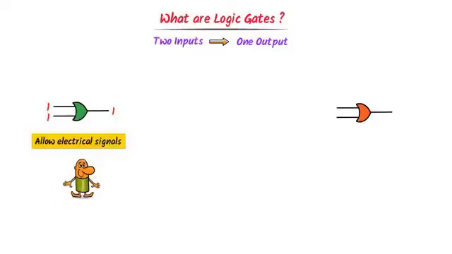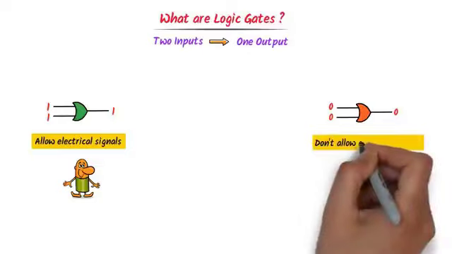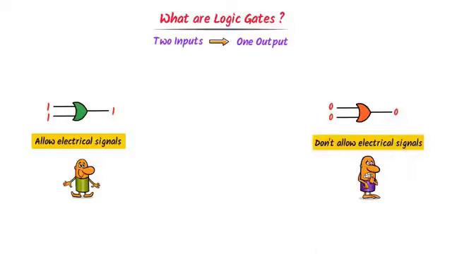Secondly, consider this logic gate. I give two inputs to it, 0 and 0. We know that 0 represents off. This logic gate will give us 0 as output. So it does not allow digital signal to pass through. Thus we give two inputs to a logic gate. It performs a Boolean function and gives us an output.